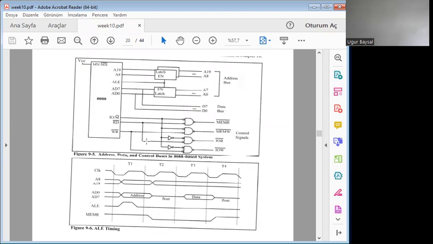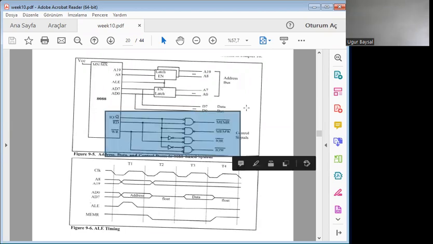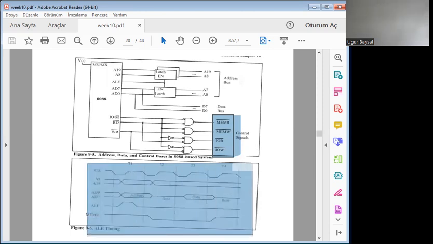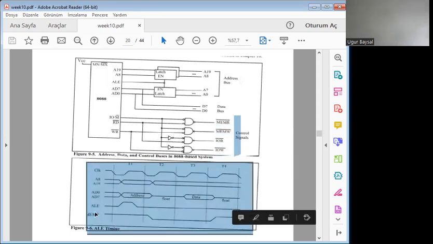And moreover, there are some control signals related to input output, reading and writing, and memory. We have seen in week number 9, the previous week, that 3 signals from the microprocessor are converted to 4 signals: memory read, memory write, input output device read, and input output device write, 4 active low signals to enable the related ports. And their bus timing signal diagrams are also shown.